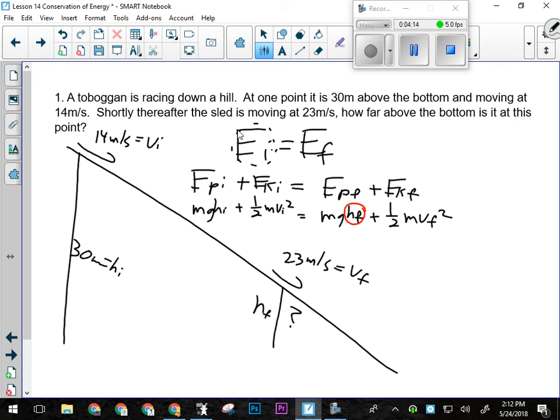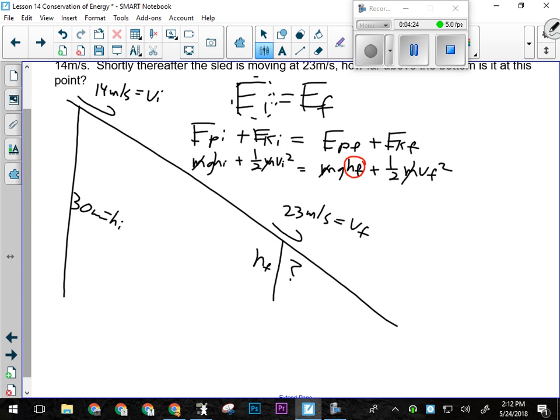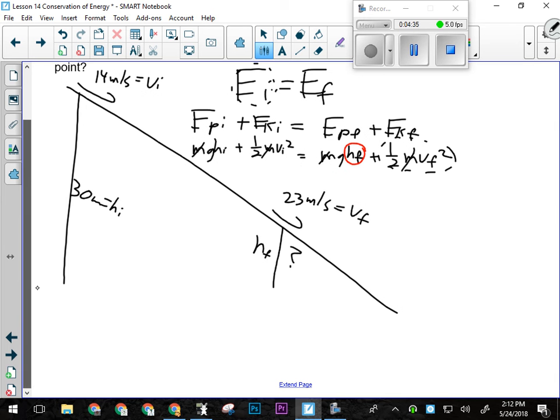Okay, so the next thing I'm going to do is cancel all the masses. It's one less thing that I have to move around when I start manipulating the formula, so it's nice to get rid of it. So I'm looking for HF. I want to move this whole thing over here. How would I do that? Yeah, subtract it. I'm adding it right now.